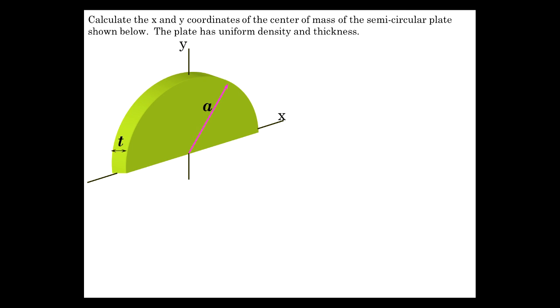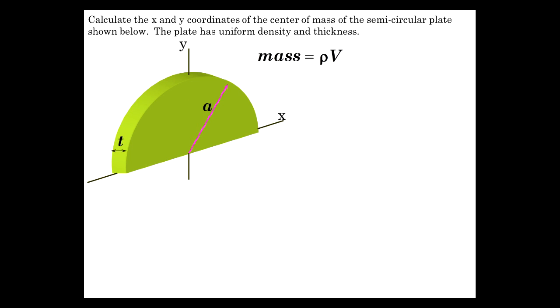Ready for a slightly more challenging problem? Let's go for it. We have a semicircular plate, and we're going to find the center of mass of the semicircular plate. Obviously, there's symmetry in the x direction, so we know that the center of mass is going to lie along this axis here, along the line of symmetry. But how far in the y direction is the center of mass going to lie? That's not necessarily so easy.